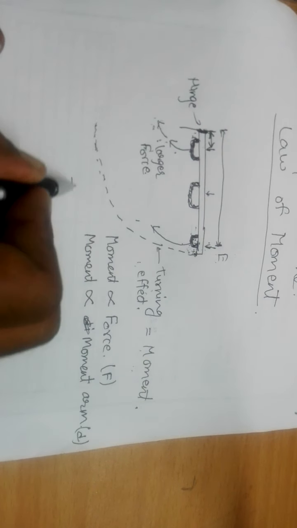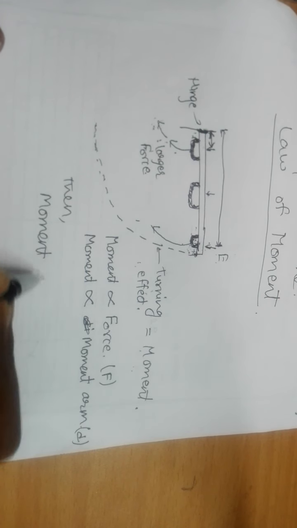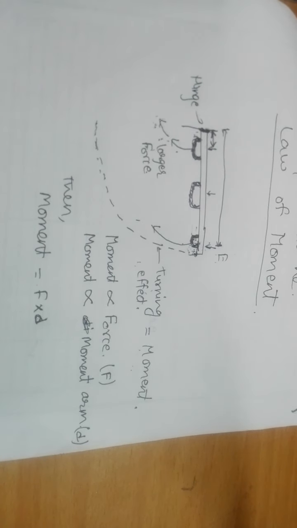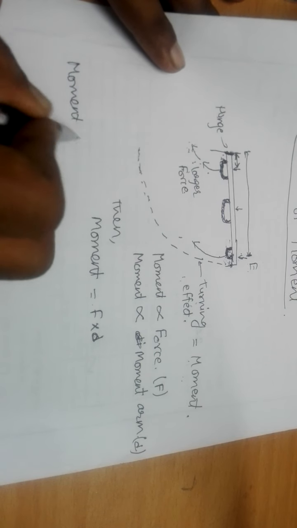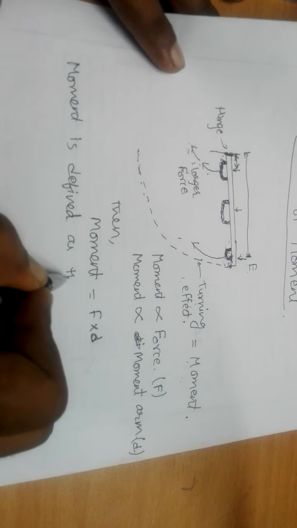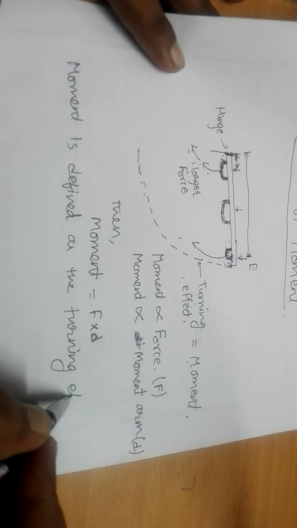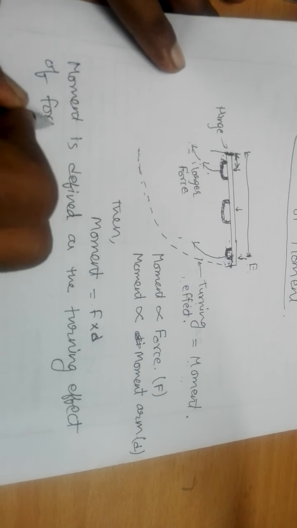So here then what you get is moment is equal to F into D. Moment is equal to F into D, and moment is defined as the turning effect of force.